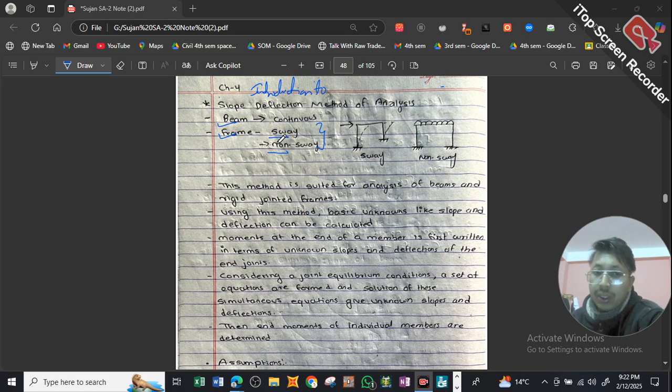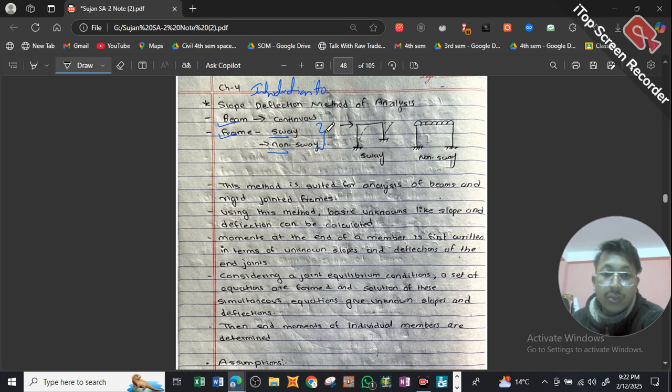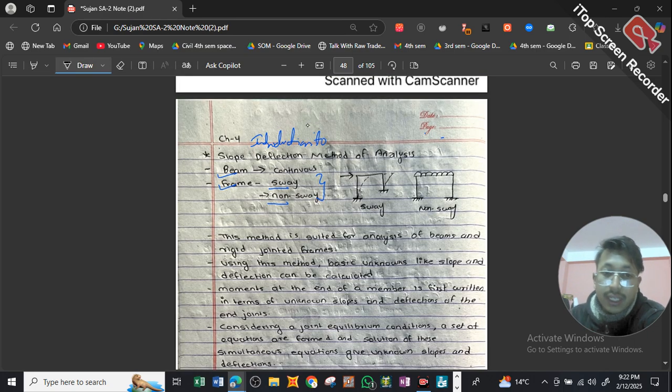In this video, we are going to talk about a basic introduction to slope deflection method of analysis. So we had previously talked about the constant deformation method. In this video, we are going to talk about the slope deflection method of analysis. We are going to solve both beams and frames by using this method of analysis.